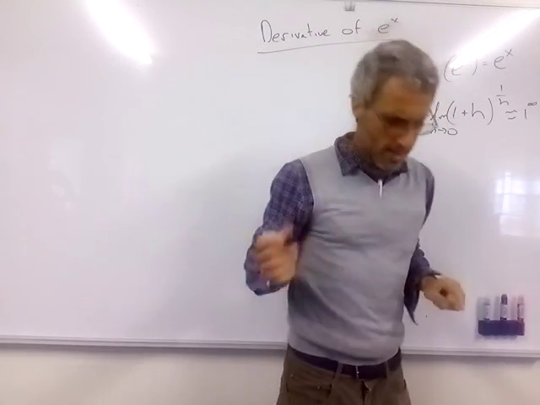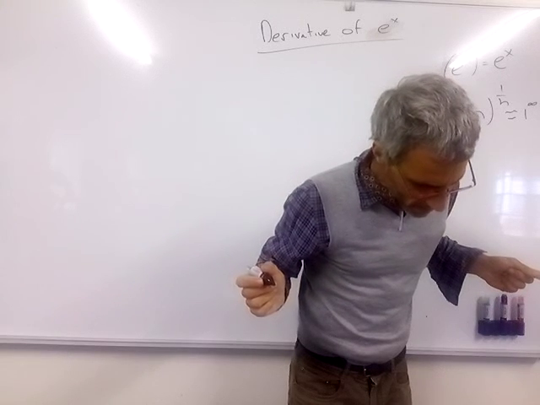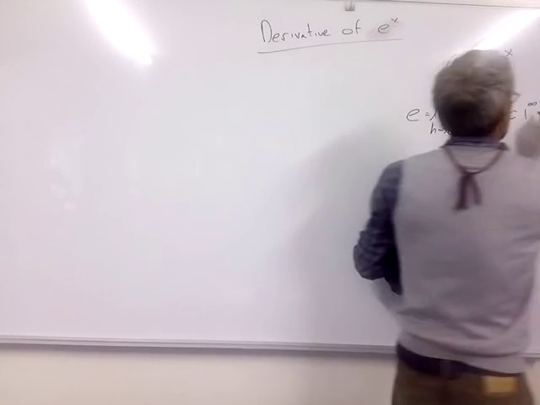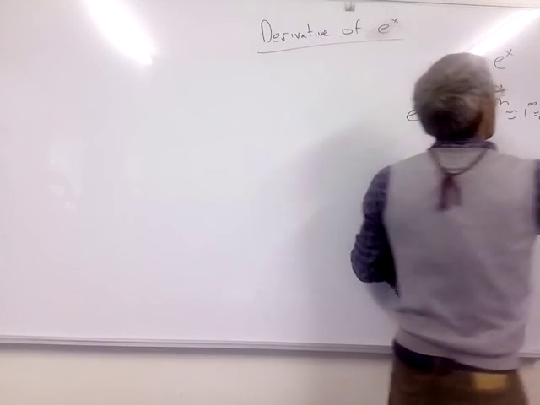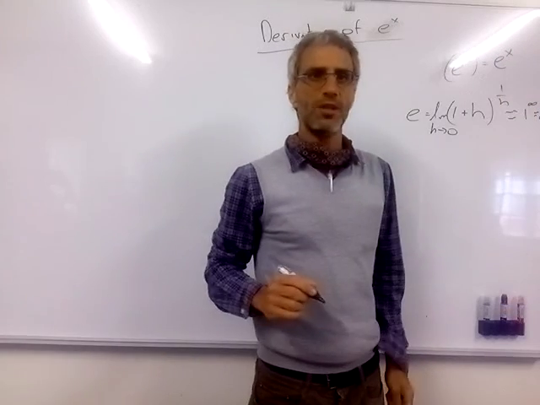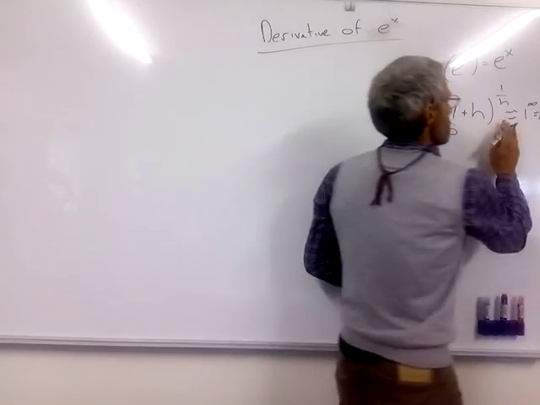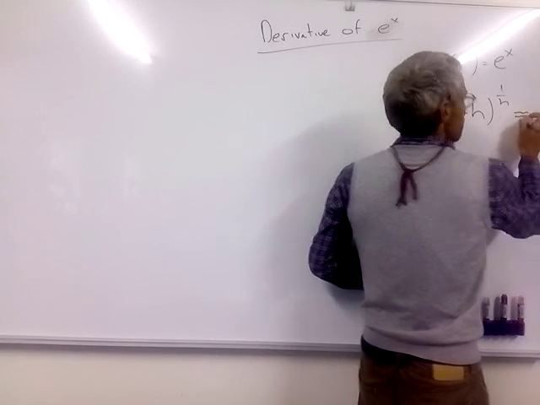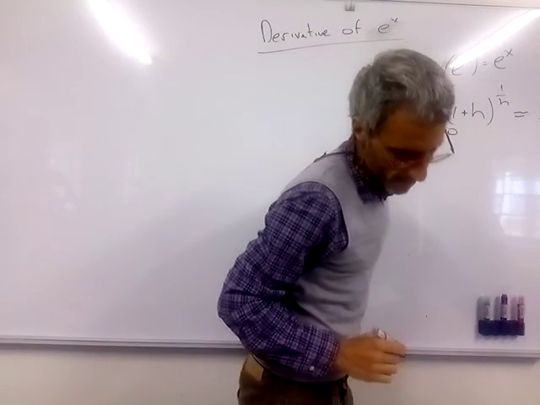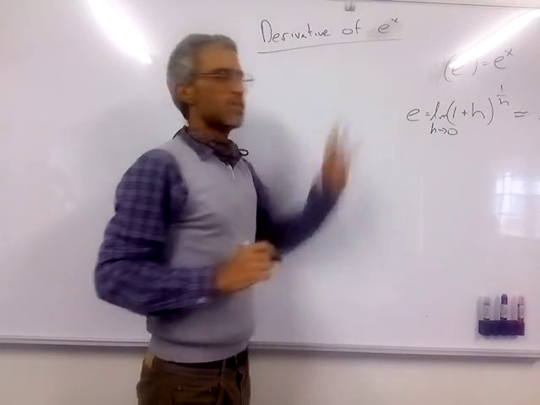And e is 2.718. I'll write it: 2.71. It's an irrational number. I'm going to get rid of that one because that's mathematically really not right to say. So it's 2.71828. So that's the definition of e.